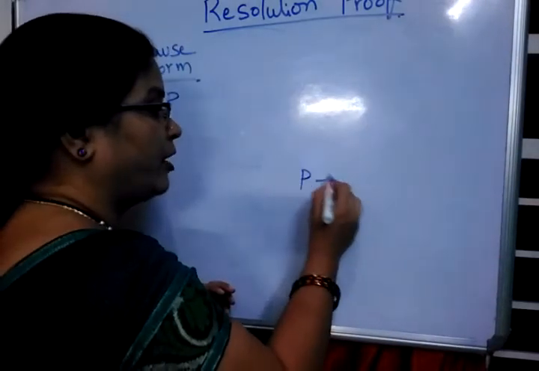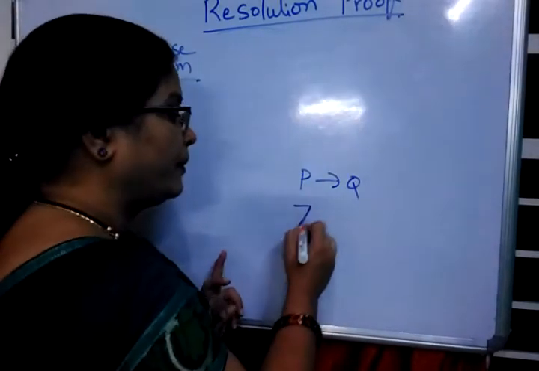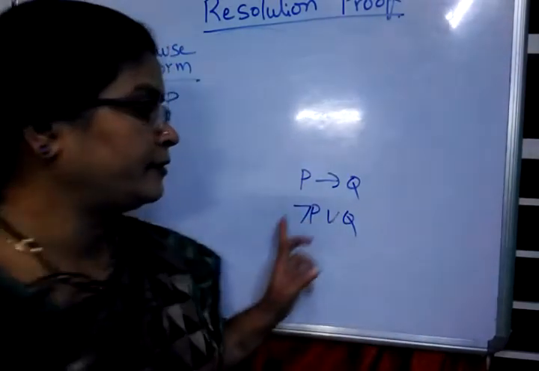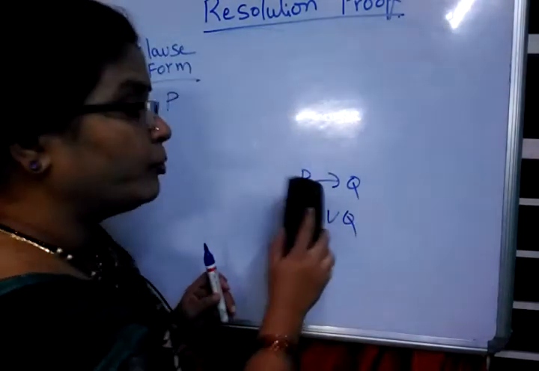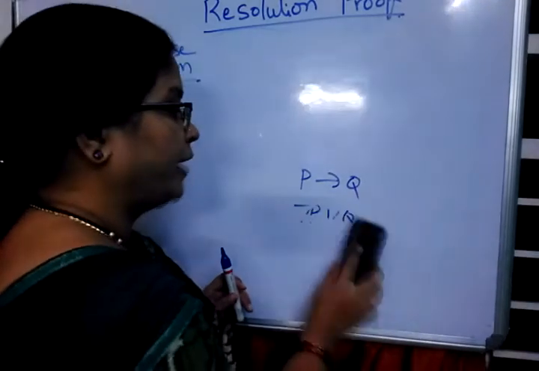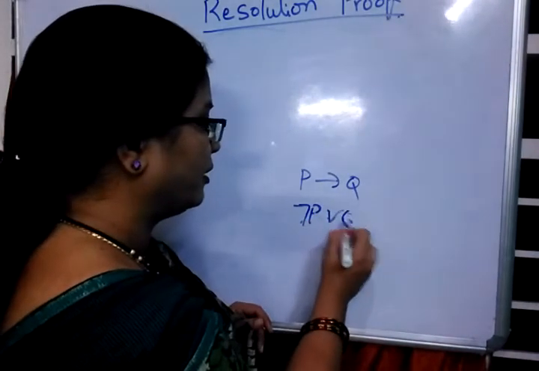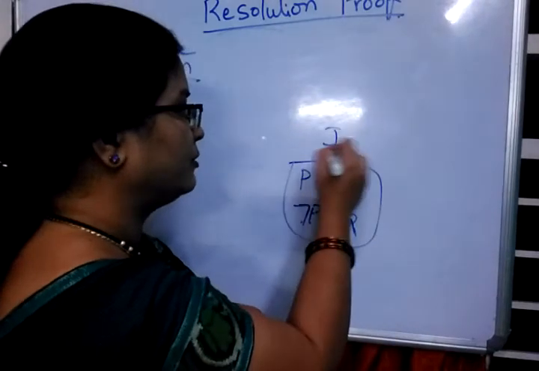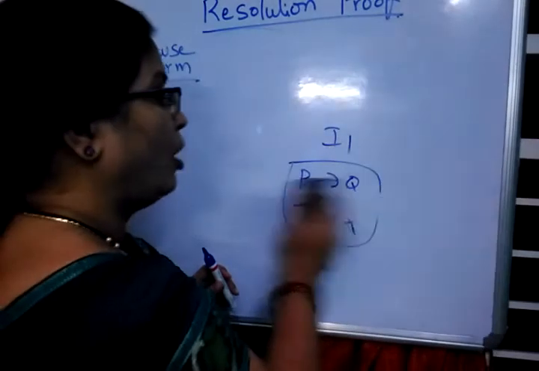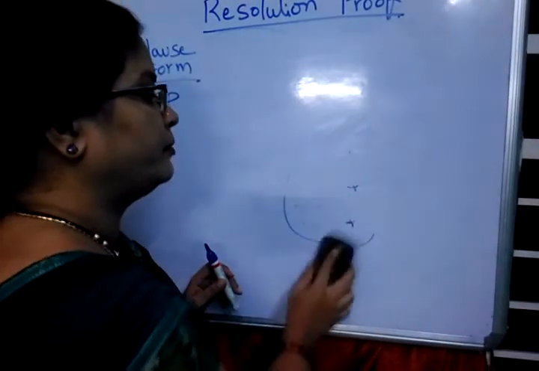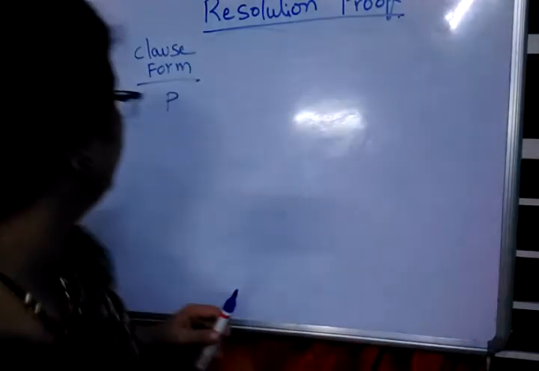First of all, we have P implies Q. How can we convert this statement into clause form? Negation P or Q. This is the way to convert to clause form. Like this we have to remove the implication. This negation P or Q in the inference rules is called the first inference rule, I1. So it is the very first inference rule. Okay, so that is how to convert these axioms into clause form.